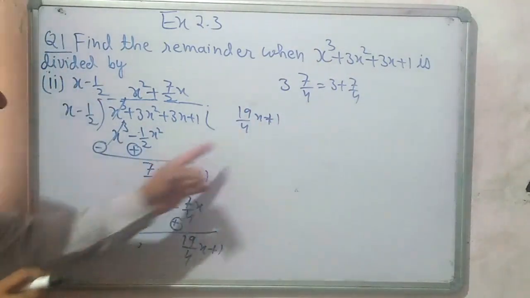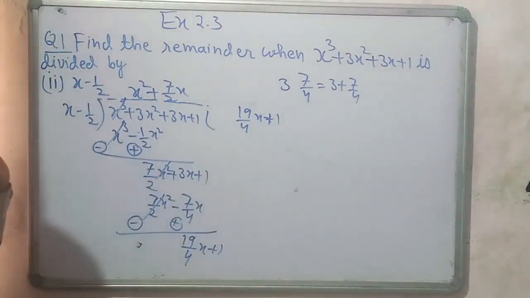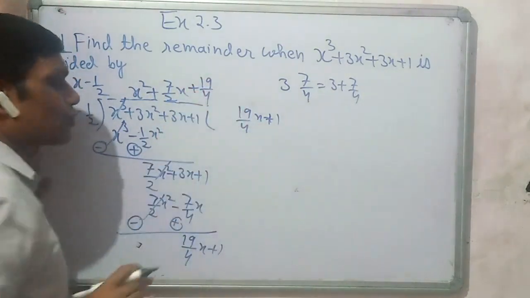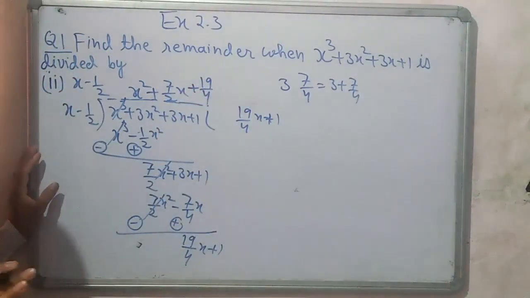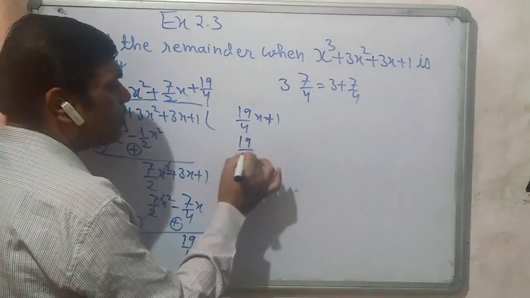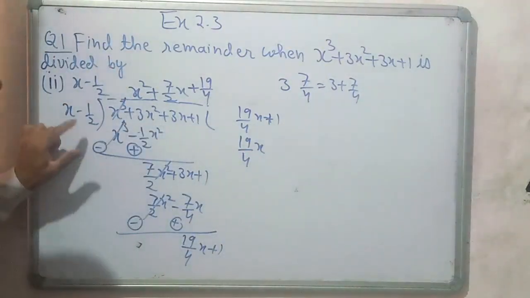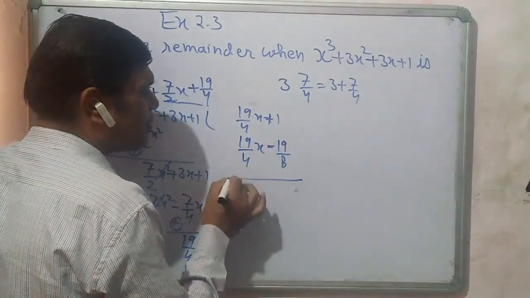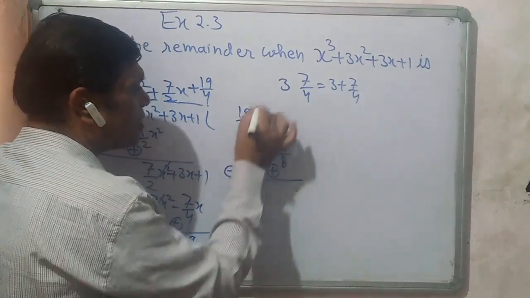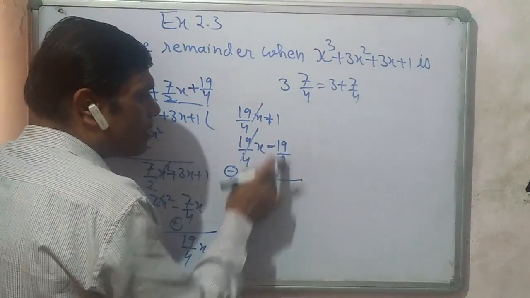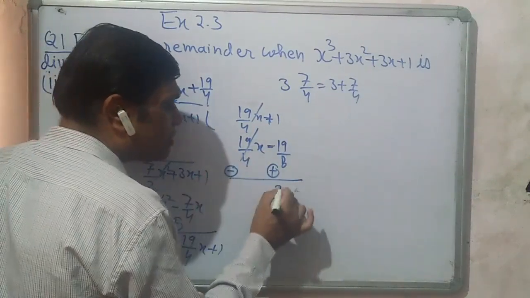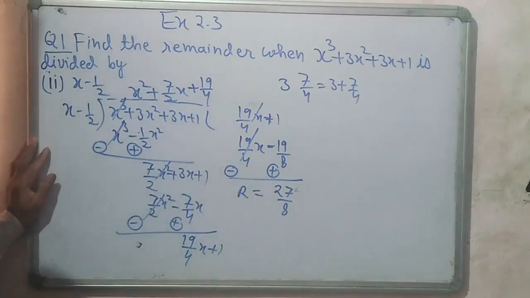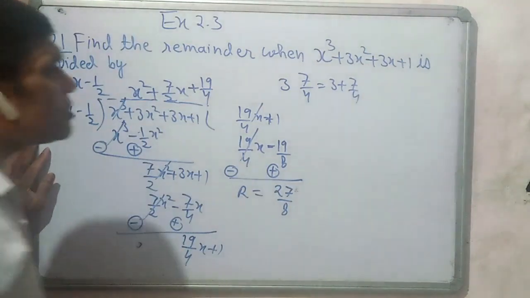Now, largest degree term divided by largest degree term. What we get? 19 upon 4. So, plus 19 upon 4. What we get is 19 upon 4x minus 19 upon 8. Change the signs. It cancels. 1 complete 19 upon 8 will give us 27 upon 8. That's our remainder. Let us use the remainder theorem.